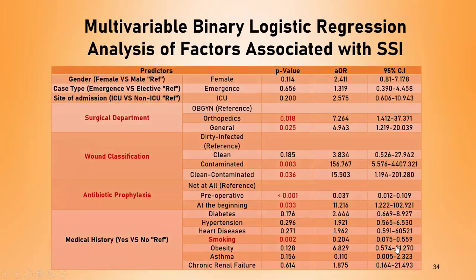To identify the predictors of surgical site infection independently, we applied multivariable binary logistic regression. In this model, we showed that the surgical department, wound classification, antibiotic prophylaxis, and medical history remained significantly associated with surgical site infection occurrence.